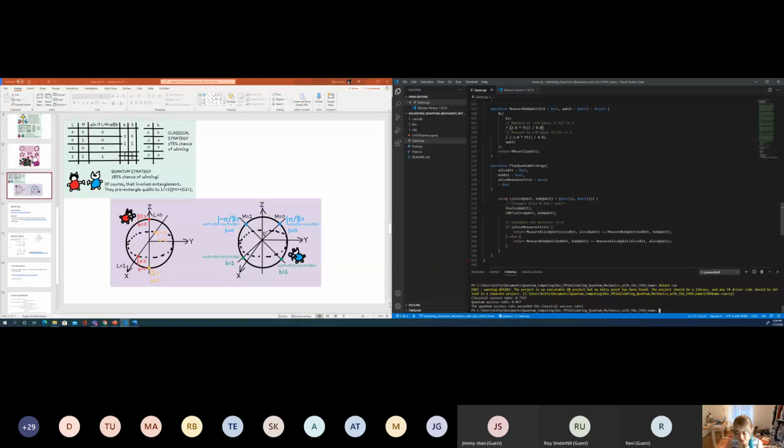Yeah, so it says classically we'll get about 75%, and quantum is 85%. So quantum success rate exceeds classical success rate. But then I also wondered, do we have to use these two particular axes? Can we change the angle a little bit?